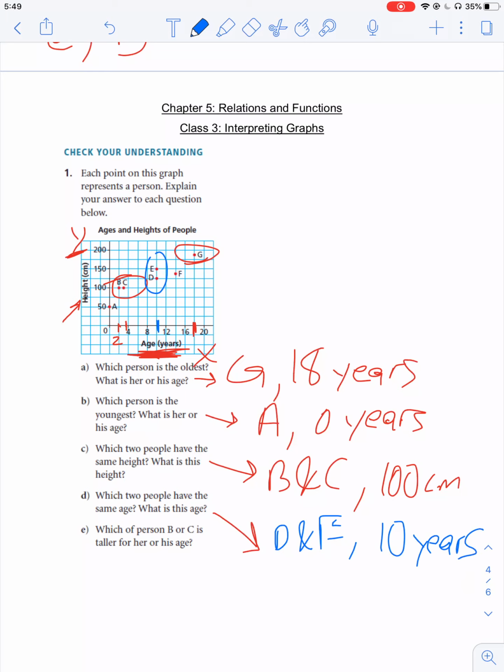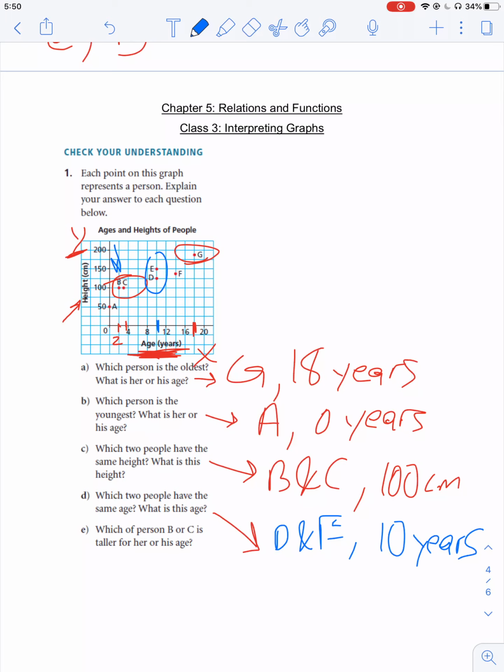And then finally, which of the person B or C is taller for her or his age? B and C. Okay, so we're talking about this point over here. So even though B is younger than C, right? Because B is only 2 years old and it seems like C is 3. That person B, even though he's younger or she is younger, still has the same height as C, right? So which person, B or C, is taller for his age?